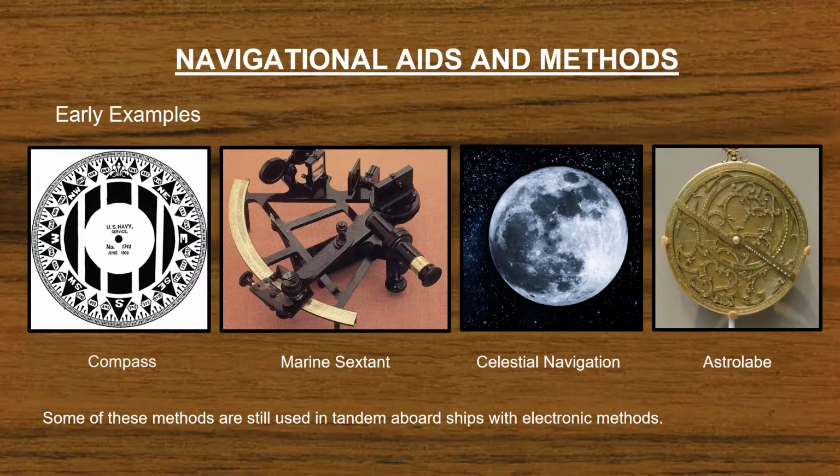We're going to be looking at some navigational aids and methods. Pictured here are some early examples of navigational aids. We have the compass, the marine sextant, celestial navigation, and the astrolabe. You will notice that some of these methods are still used in tandem aboard ships with electronic methods.